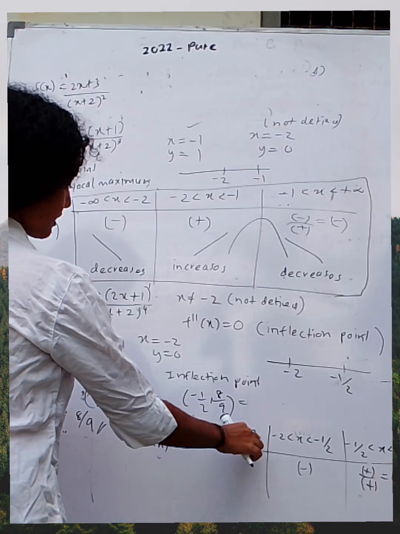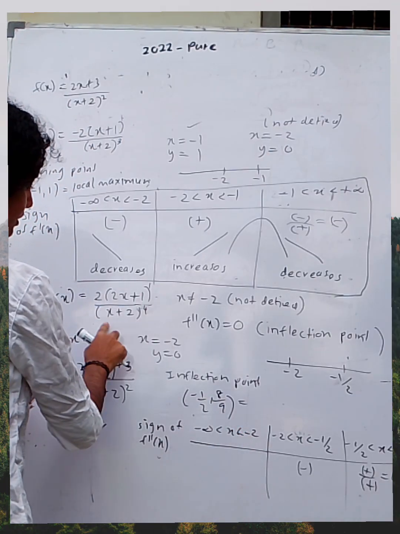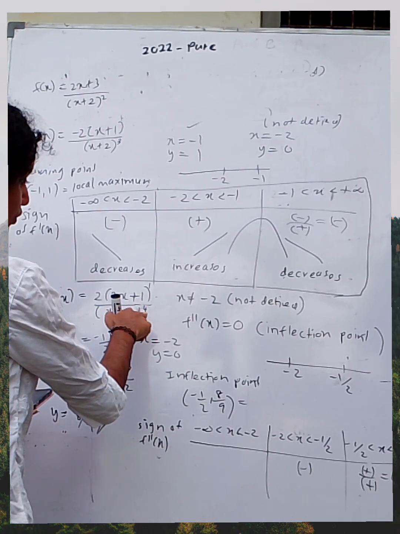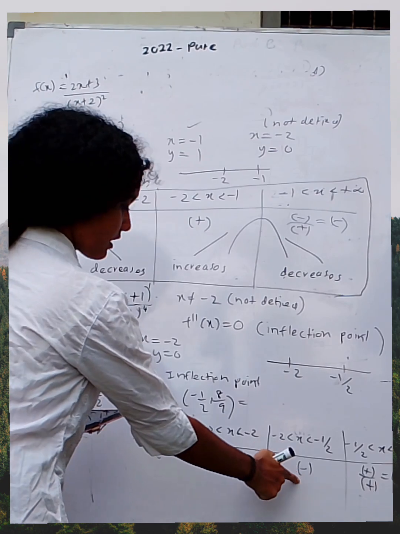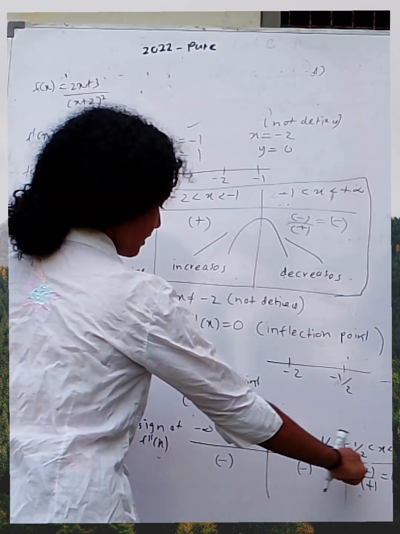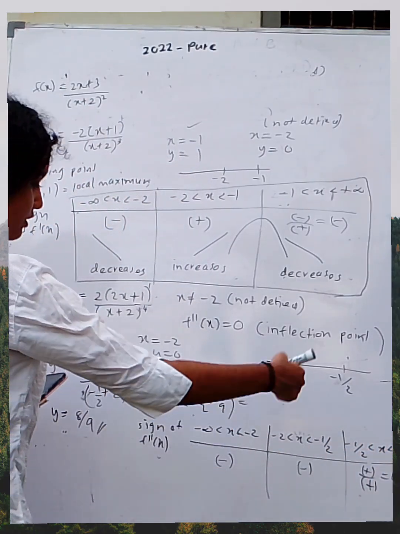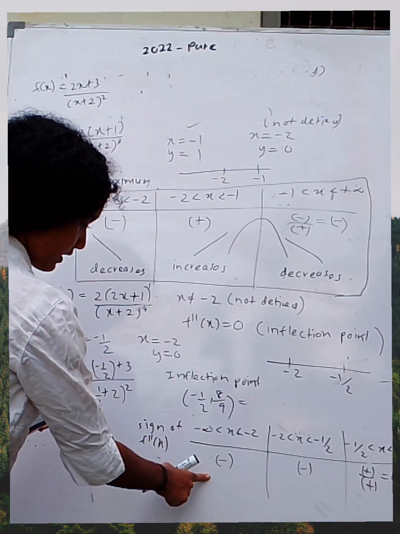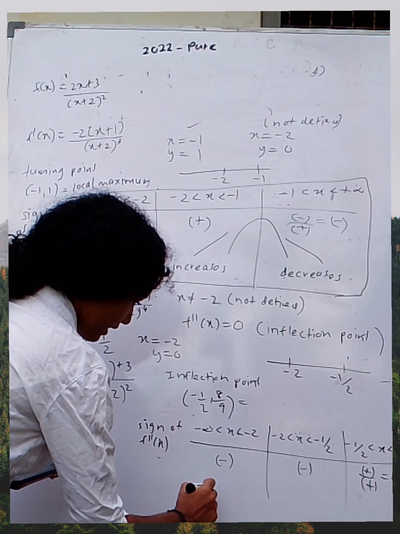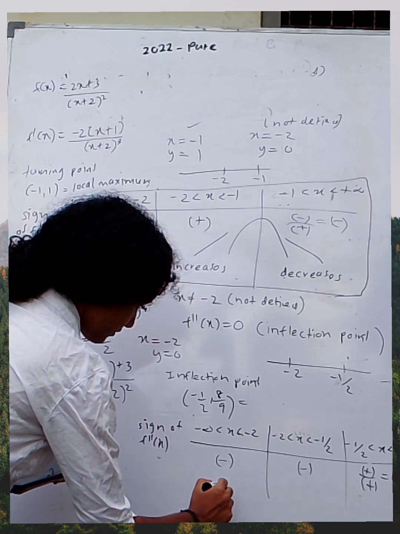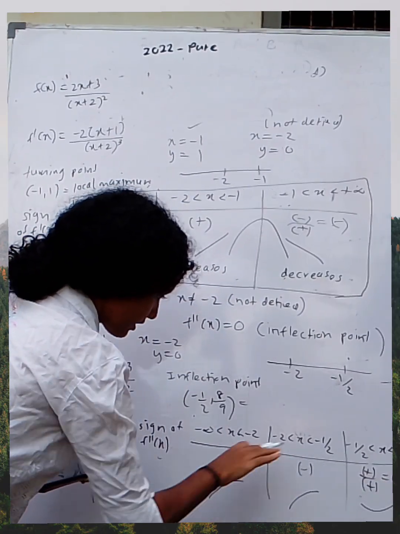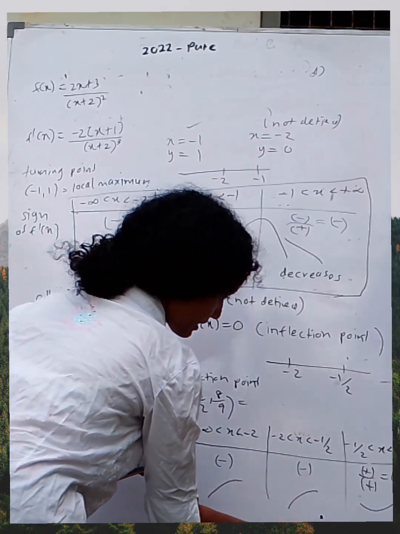Now we consider the minus 2 in this particular part. Here you can see that the power is 4. 4 is an even number, hence the sign will not change. It will be the same sign, negative. So this is our sign pattern: negative, negative, positive. Since these are inflection points, the shape will decrease and then increase. Negative will decrease, whereas positive will increase.